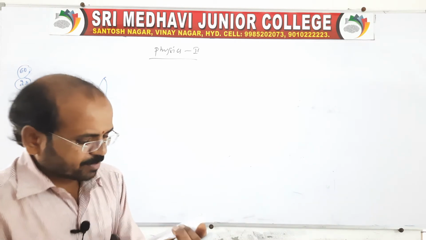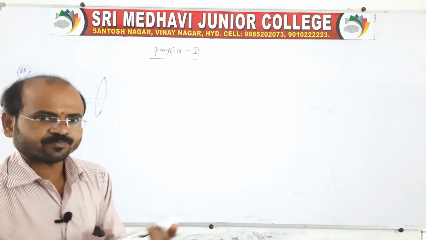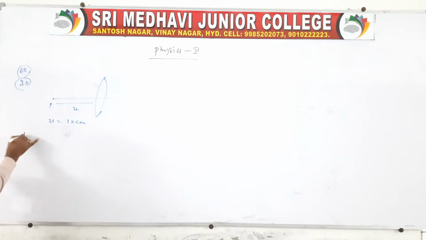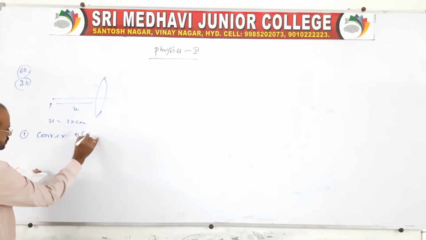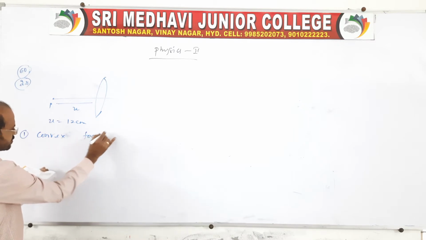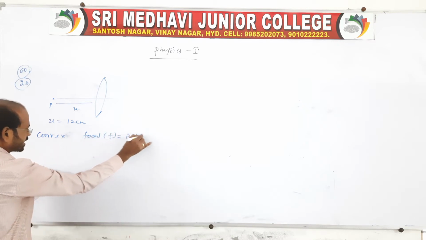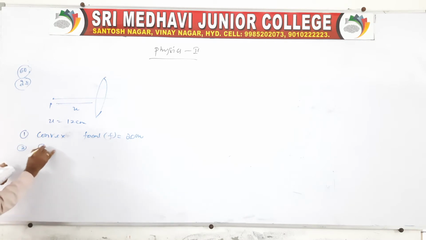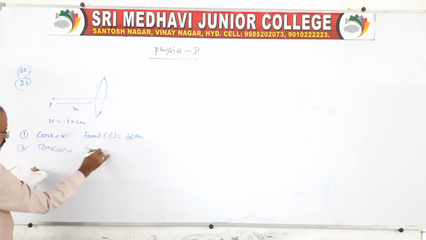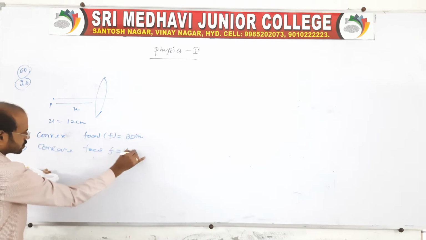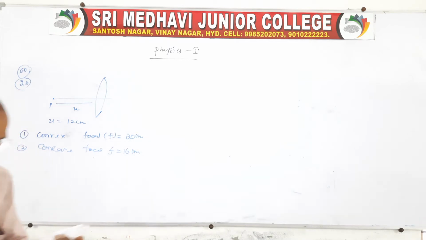At what point does the beam converge if the lens is, first one, a convex lens of focal length f equal to 20 centimeter, first case. And second one, if a concave lens is used, for that the focal length is given as 16 centimeter. There are two lenses. So if we use these, where will the image be? So we should get the image distance.